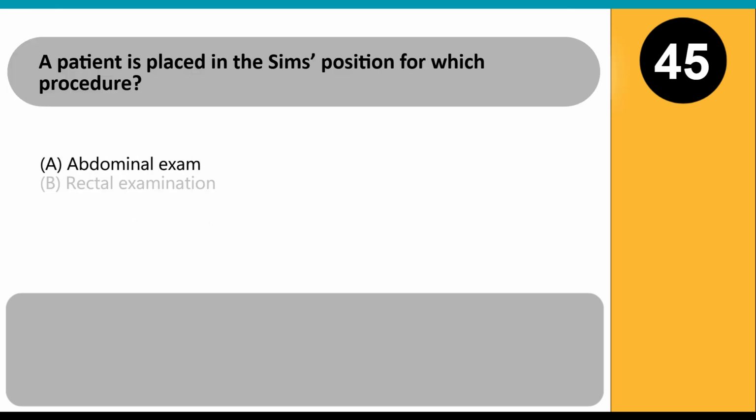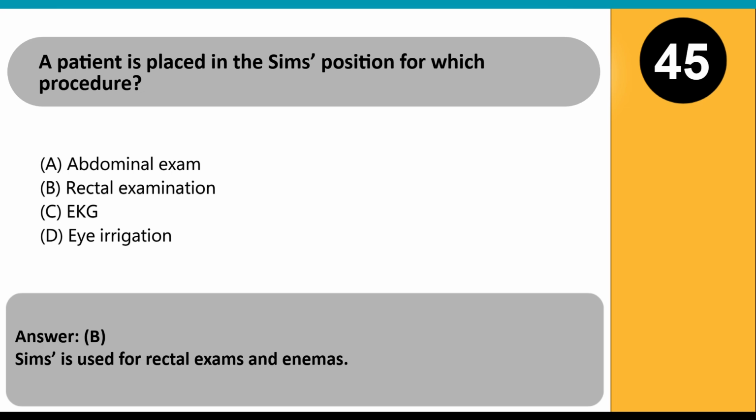A patient is placed in the Sims position for which procedure? A. Abdominal exam. B. Rectal examination. C. EKG. D. Eye irrigation. Answer: B. Sims is used for rectal exams and enemas.